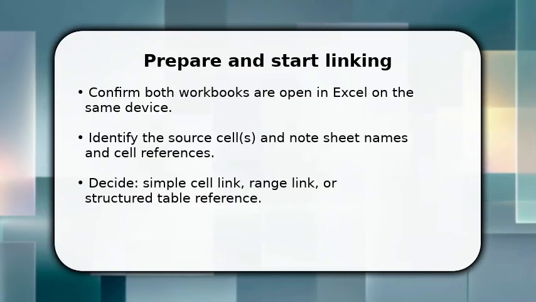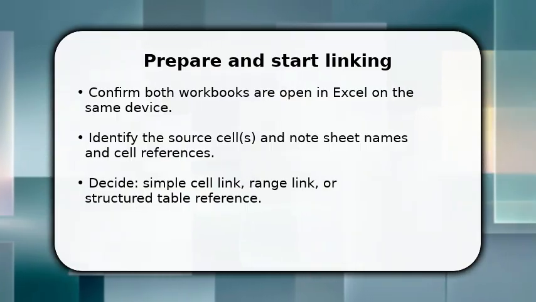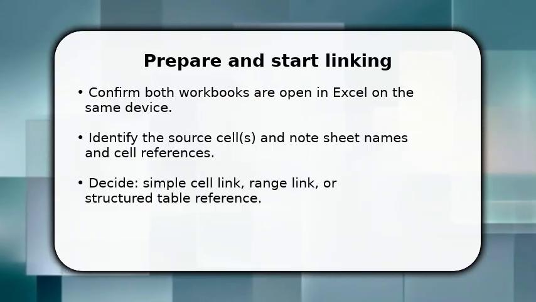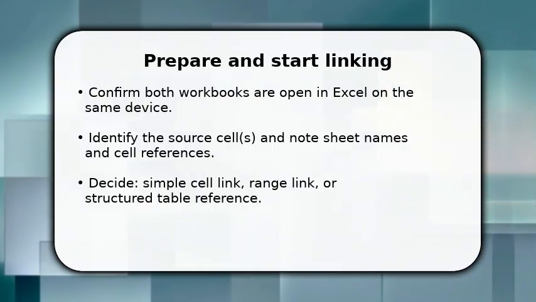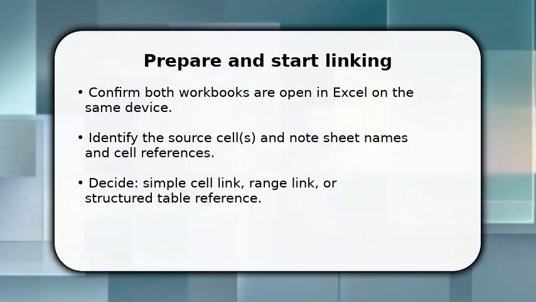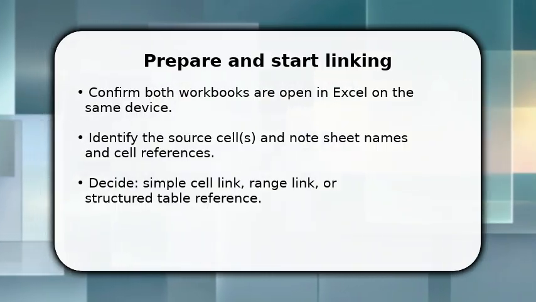You'll begin by opening both workbooks and selecting the destination cell where the link will live. Click the destination, type equals, then switch to the source workbook and click the source cell. Clicking the cell inserts a reference like Book1 Sheet1 A1. Once done, press Enter to create a live link.